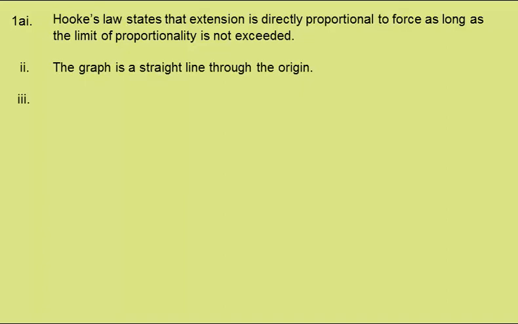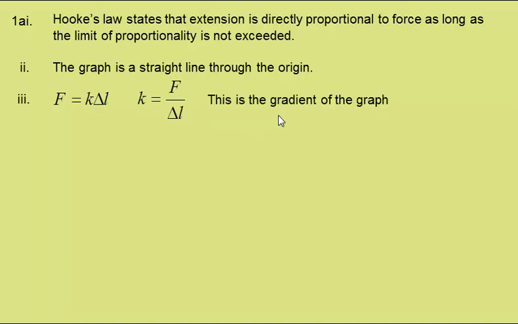In part 3 we need to use the graph to find the spring constant, stating an appropriate unit. Well, from the equation the force is equal to the spring constant times the change in length, we can rearrange as the spring constant is the force over the change in length, and this is the gradient of the graph. So we can put in the values of 450 newtons, giving a compression of 0.35 meters, and this gives a spring constant of 1290 newton meter to the minus 1.